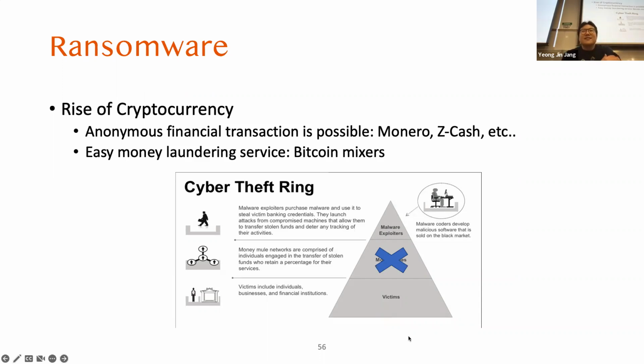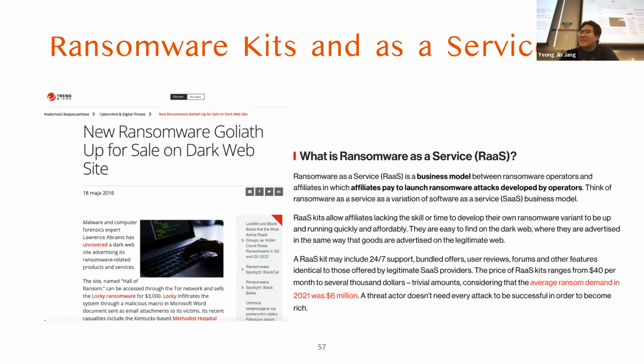Writing a ransomware kit requires a little bit of computer science knowledge, but the problem is that ransomware kits are also sold. Some articles say that Lucky ransomware sells for $3,000, and it can be accessed through the Tor network.